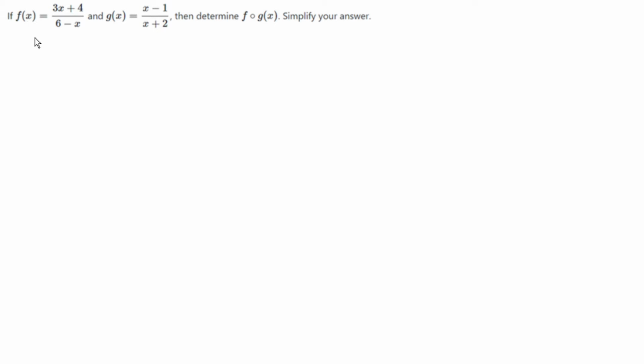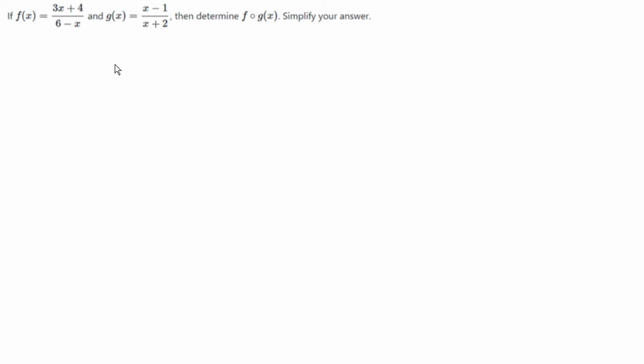If f of x equals (3x + 4) divided by (6 − x), and g of x equals (x − 1) over (x + 2), then determine f of g of x. Simplify your answer. So this is a composition of functions.